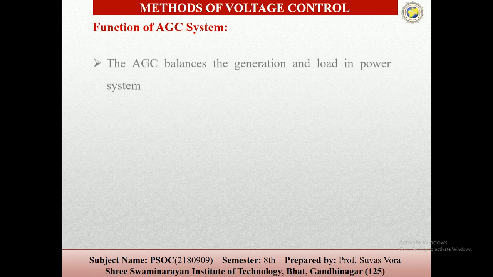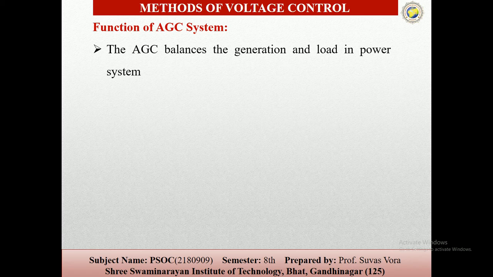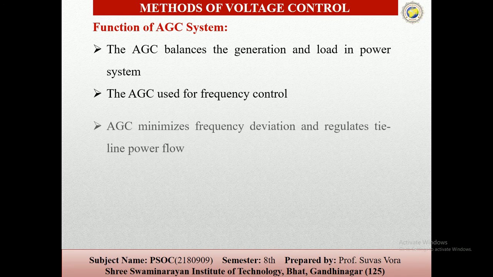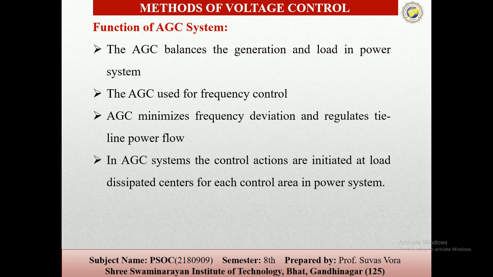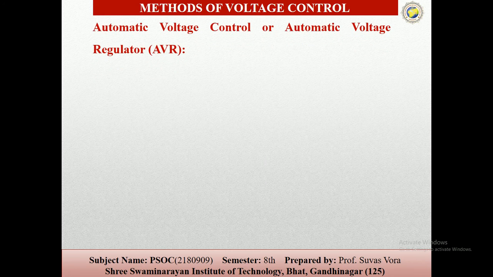So what is the function of the AGC system? It is to balance the generation and the load in the power system. It is used for frequency control, to minimize the frequency deviations, that is disturbance, and to regulate the tie-line power flow. Its system control actions are initiated at the load dispatch centers for each control area in the power system.